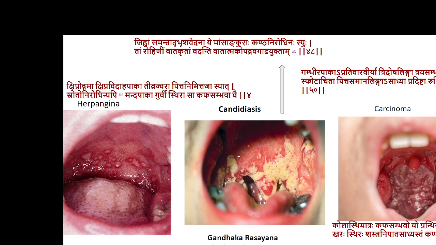Candidiasis: it's not a specific treatment for the candida, but it's about preventing the underlying pathology, which is the most important. And once that is done, the management can be continued with Gandhakarasayana, Khadirajista, and Triphala gargling as such. Then carcinomas in the area are comparatively rare, but there would be a firm, fragile nodular swelling either at the midline or over the tonsillar area.